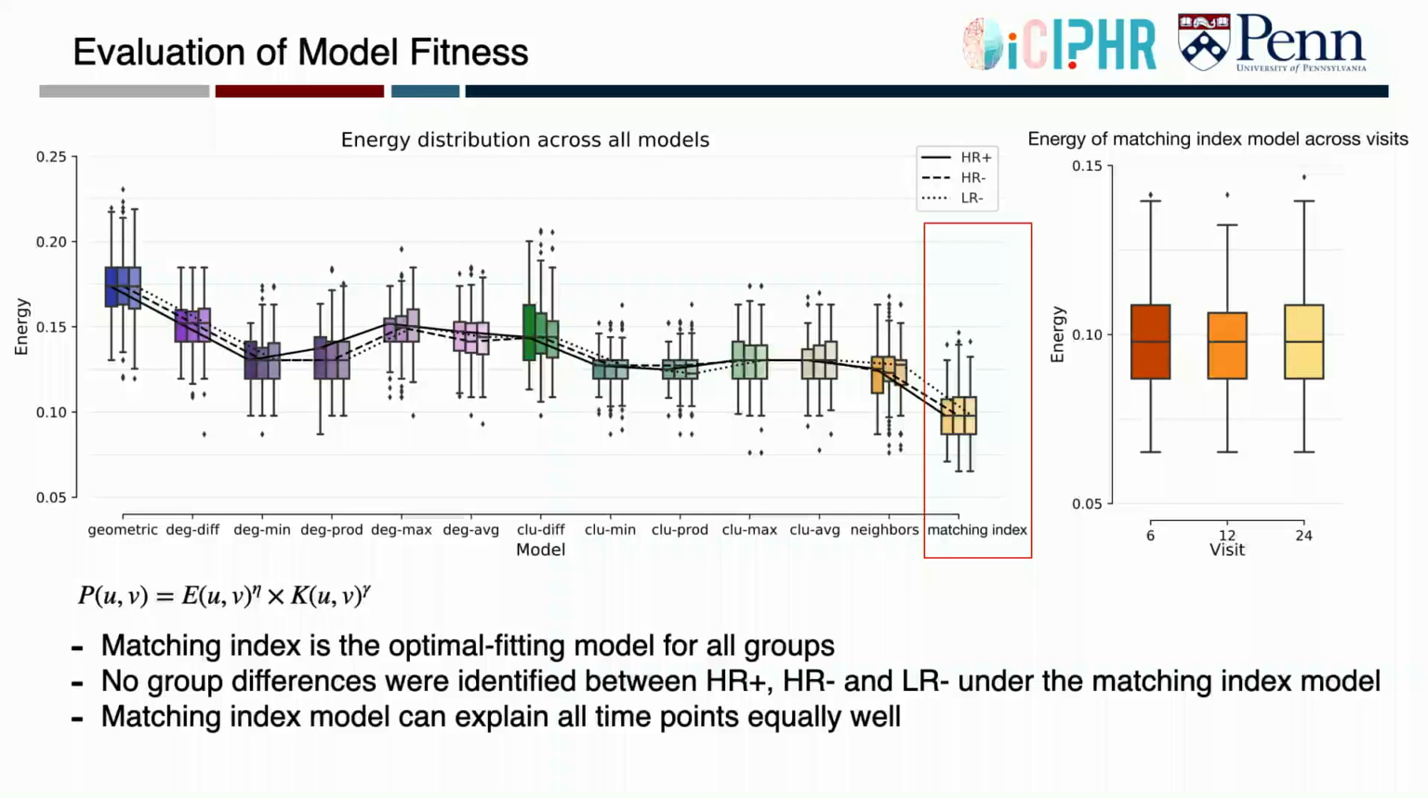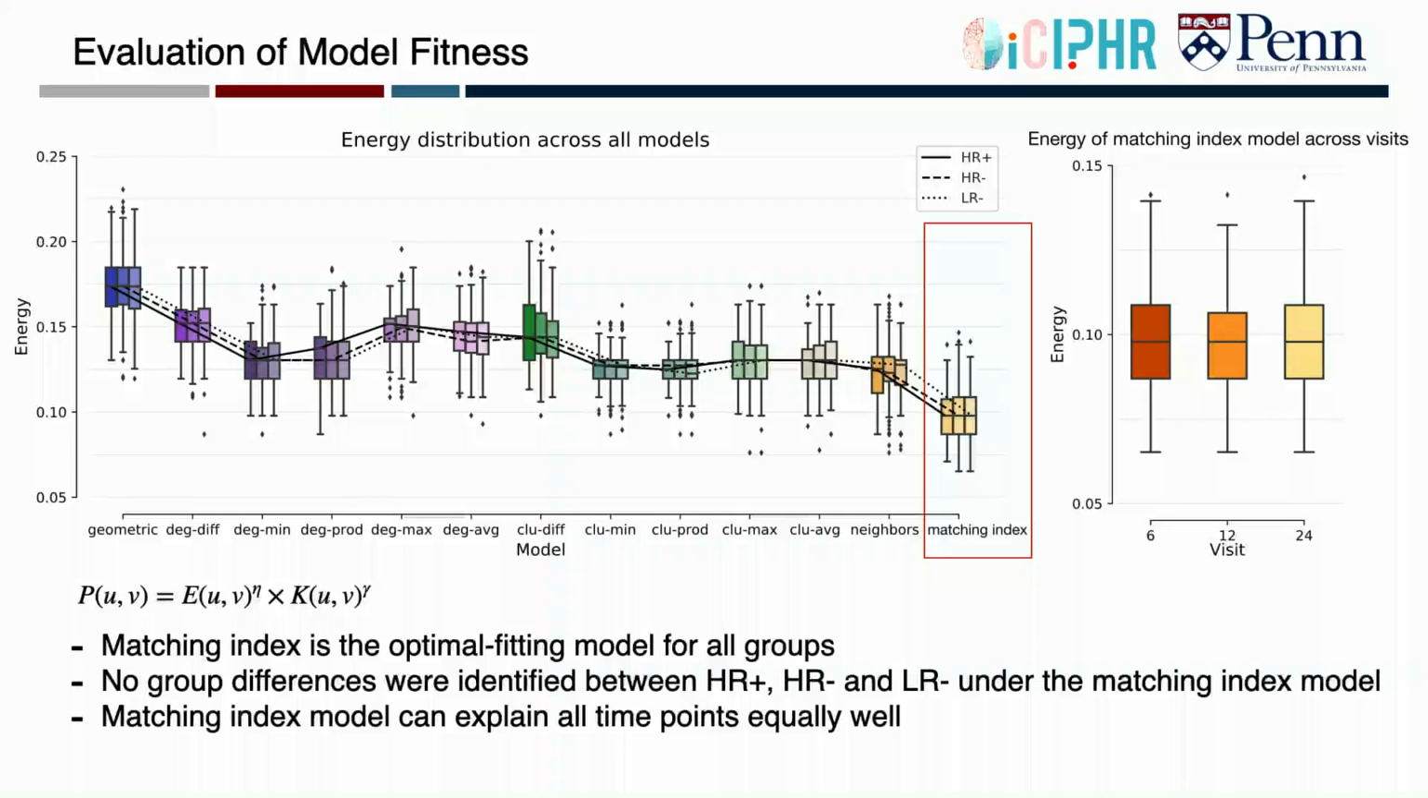We found that the matching index model is also the optimal fitting model for all three groups, and no group differences were identified between HR-positive, HR-negative, and LR-negative in terms of their model fitness. Also, we compared the energy among different visits, and we found no group differences among them. This means that in early development, brain networks tend to connect nodes that share similar neighbors in addition to cost minimization.